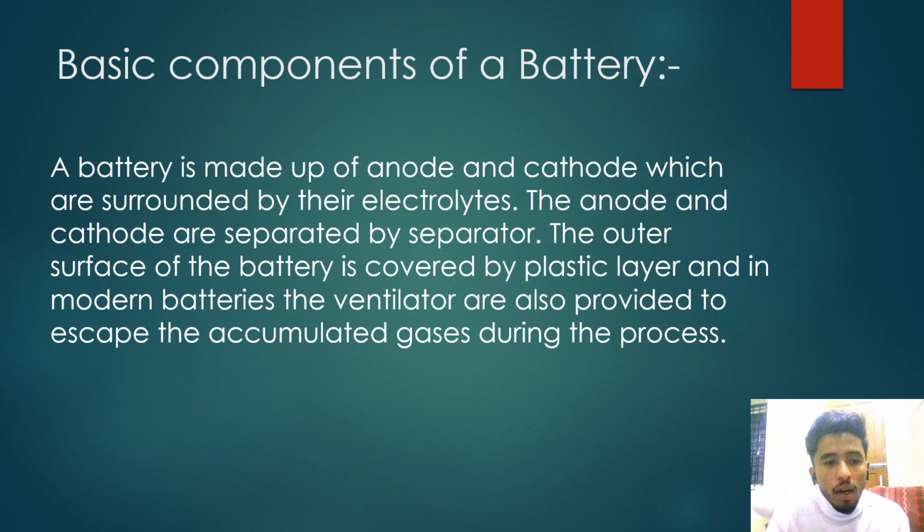Basic components of the battery. The battery is made up of an anode and a cathode, which are surrounded by the electrolyte, and the anode and cathode are separated by the separator. The outer surface of the battery is covered by a plastic layer, and the inner part of the battery is provided with a vent to let accumulated gases escape during the process.